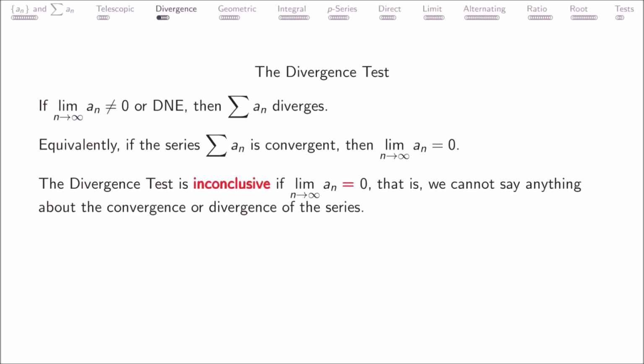The divergence test. If the limit of a_n does not equal 0 or does not exist, then the series diverges. Equivalently, if the series is convergent, then the limit of a_n equals 0. The divergence test is inconclusive if the limit of a_n equals 0. That is, we cannot say anything about the convergence or divergence of the series.